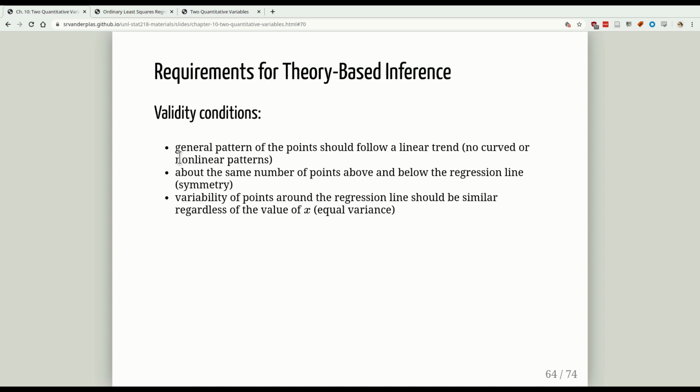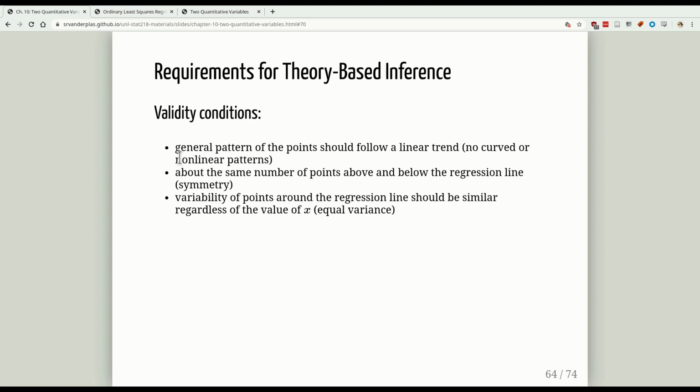The validity conditions that we have are, first, the general pattern of the points should follow a linear trend, so you shouldn't see any sort of curved or nonlinear patterns. Second, the regression line should have about the same number of points above and below. If you divide the plot up into thirds along x, you should, for each one of those thirds, still have a symmetric distribution of points around the regression line, give or take. Okay, so things shouldn't be terribly lopsided.